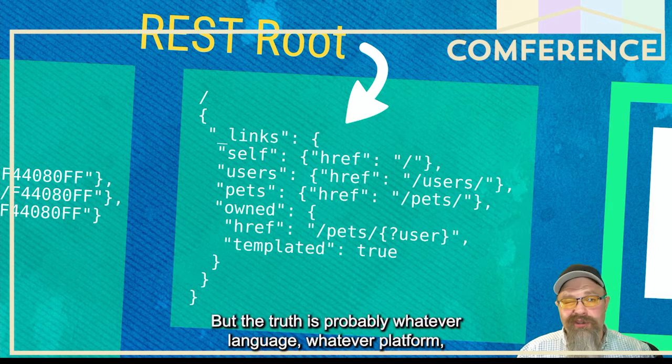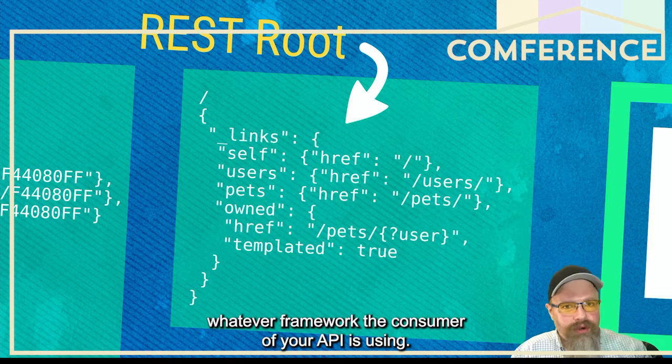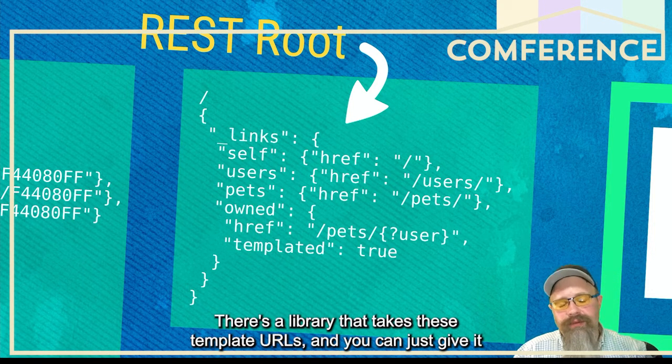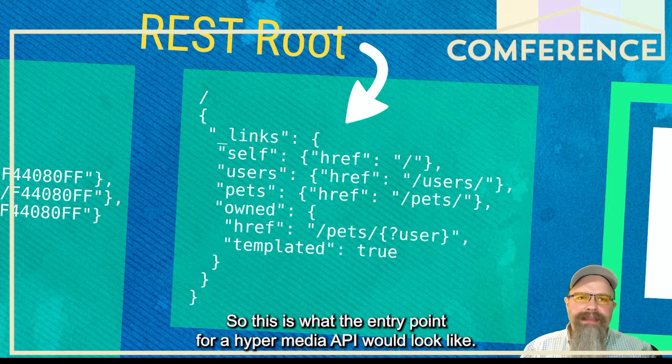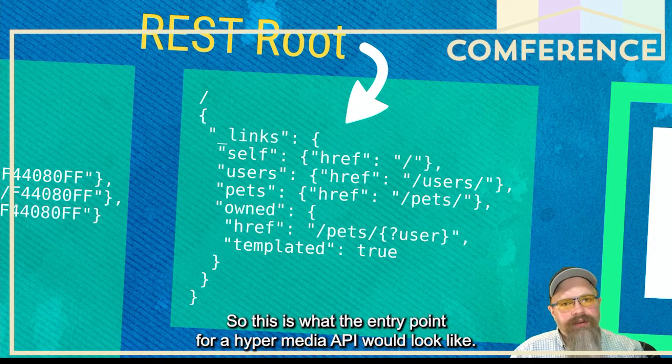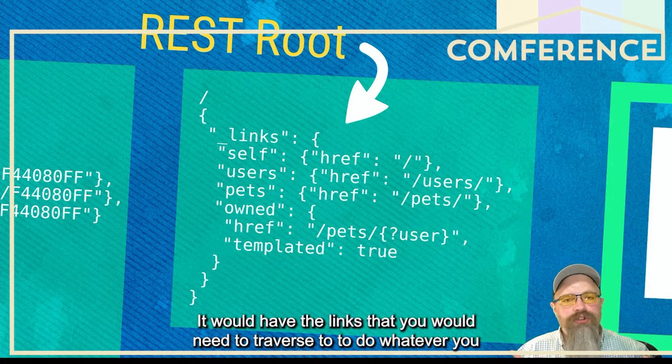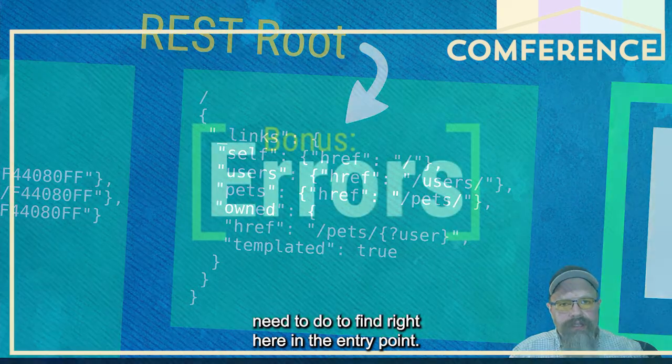So that's the only place where a client's going to have to do some type of URL construction. But the truth is, probably whatever language, whatever platform, whatever framework the consumer of your API is using, there's a library that takes these templated URLs, and you can just give it the variable and it'll construct it for you. So this is what the entry point for a Hypermedia API would look like. It would have the links that you would need to traverse to do whatever you need to do, defined right here in the entry point.